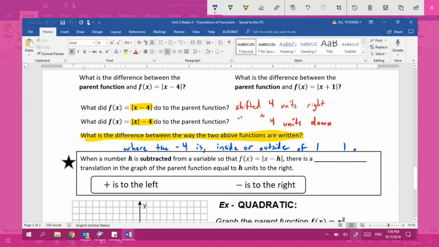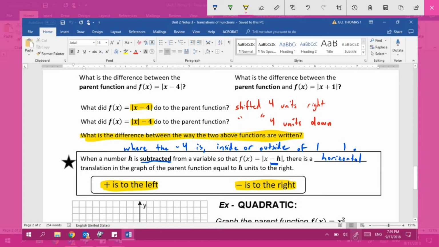So the mathematical definition is when a number h is subtracted from a variable so that f of x equals absolute value of x minus h, could be anything, but we use absolute value, there is a horizontal translation in the graph of the parent function equal to h units to the right. Now be careful because this says subtracted. It's minus h, okay? So that means that if you see a plus sign in the equation, that's actually to the left. And when we see the minus sign, that's going to be to the right.